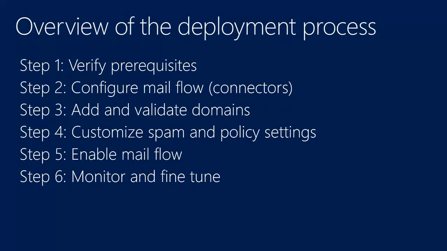Step 4 is where you're going to spend most of your time: customizing the spam policy, and we're going to go into detail on what's available. Step 5, enabling mail flow. This is where we change our MX record to point towards EOP. And finally, monitoring and fine-tuning. Is the service working as it should? Do we need to make changes to it? Do we need to tighten up the service? Do we need to loosen it up?